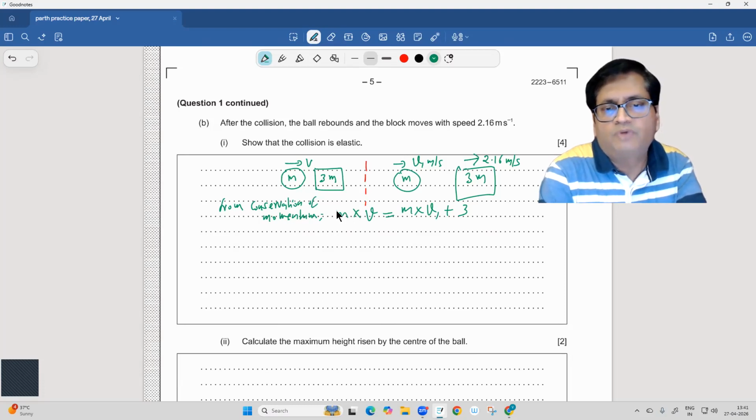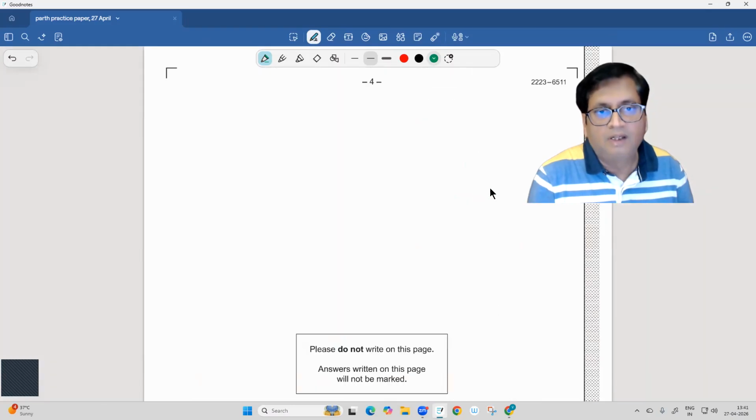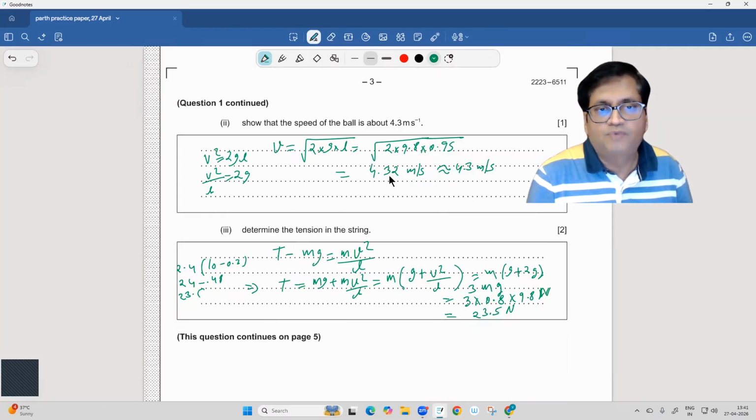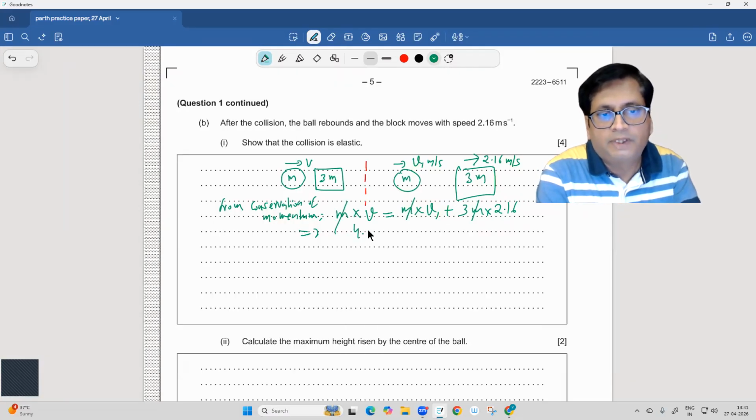m into v is equal to m into v1 plus 3m into 2.16, right? m cuts. And the value v I already knew from the last page. The value of v was 4.32 meter per second, right? So 4.32 is equal to v1 plus 3 into 2.16, which is like 6.48. That means v1 is equal to 4.32 minus 6.48.